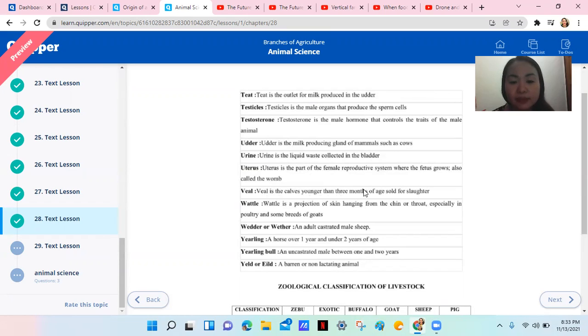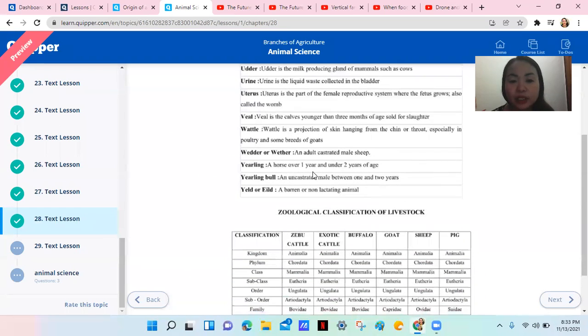Veal is calves younger than 3 months of age sold for slaughter. Wattle is the projection of skin hanging from the chin or throat, especially in poultry and some breeds of goats. Wether is an adult castrated male sheep. Yearling is a horse over 1 year and under 2 years of age. Yearling bull is an uncastrated male between 1 and 2 years. And lastly, yield is a barren, non-lactating animal.